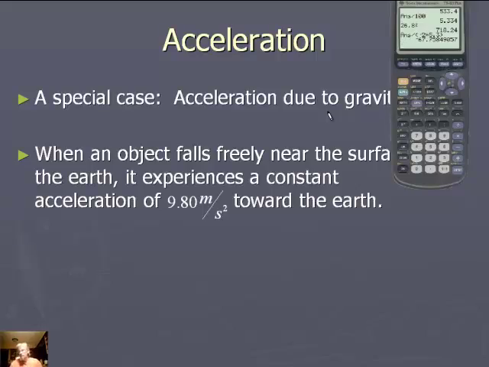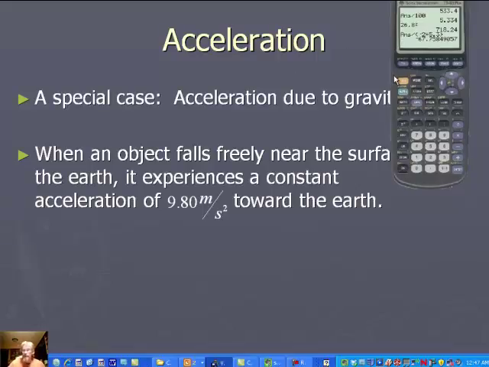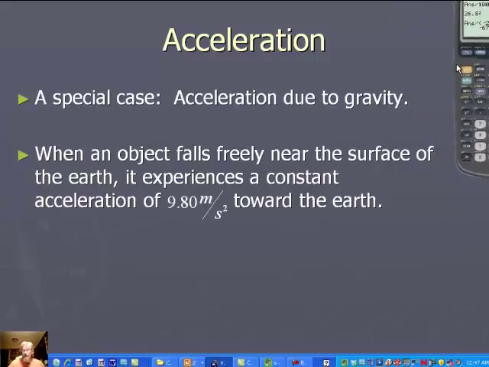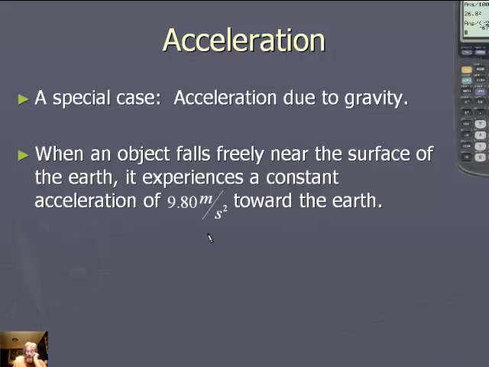There's a special case where this shows up, and it's very handy to know this because it happens a lot, and that is acceleration due to gravity. When an object falls near the surface of the Earth, it always experiences this constant acceleration of about 9.80 meters per square second towards the Earth.